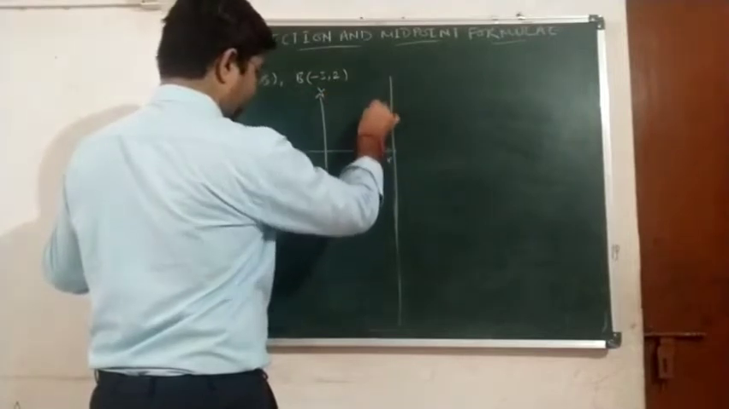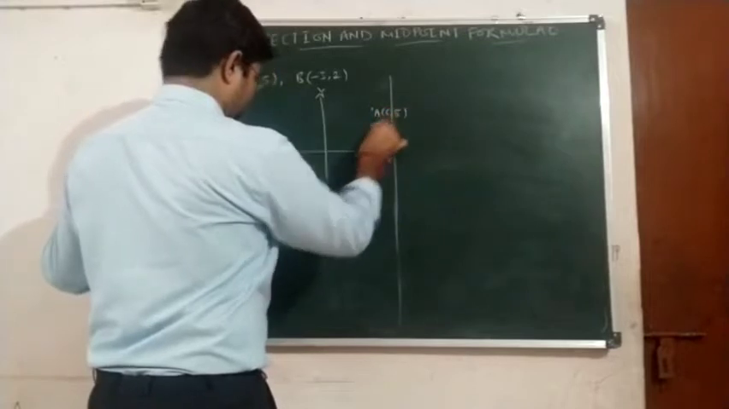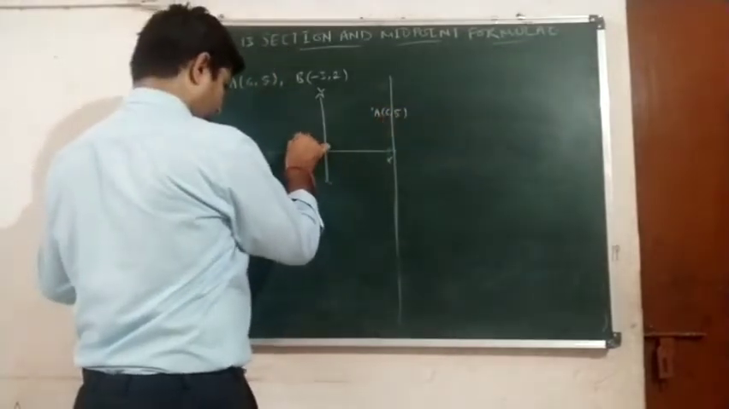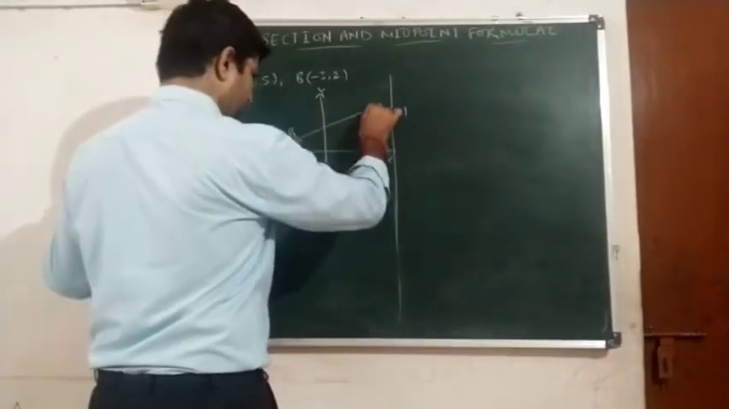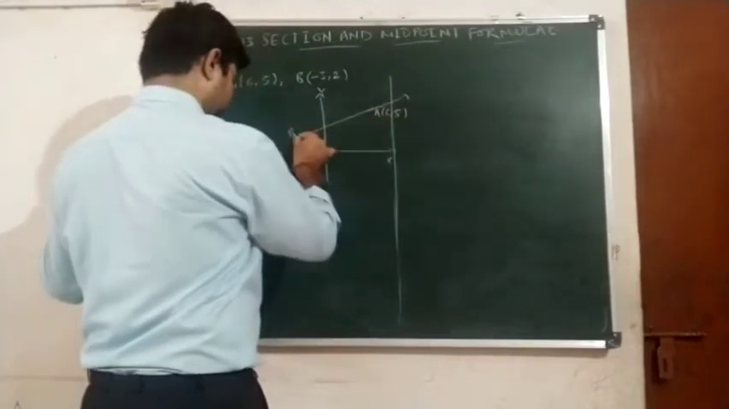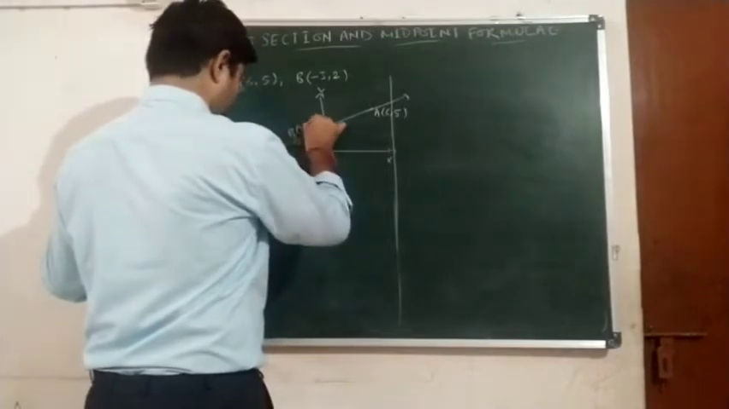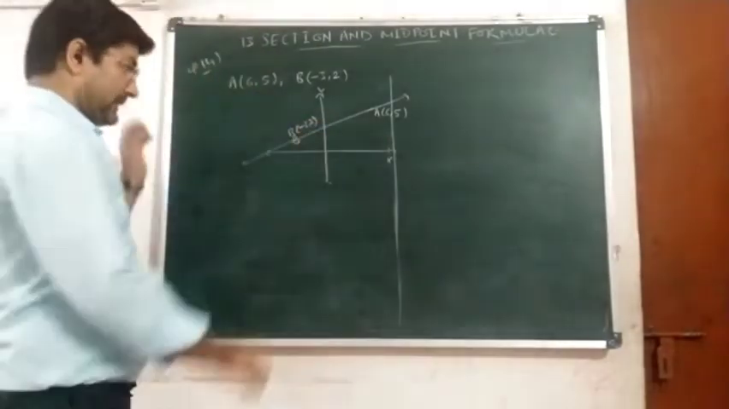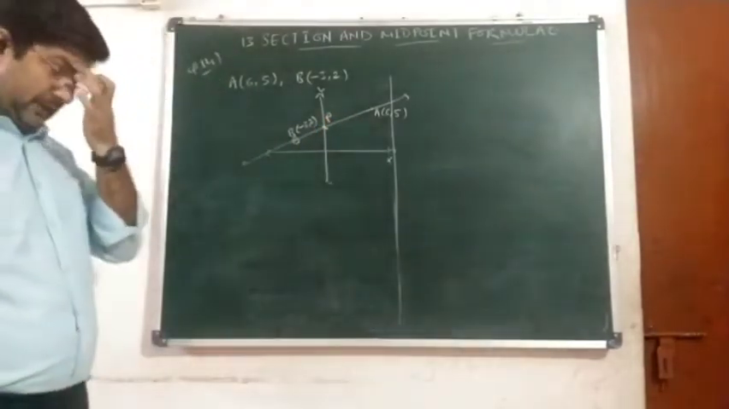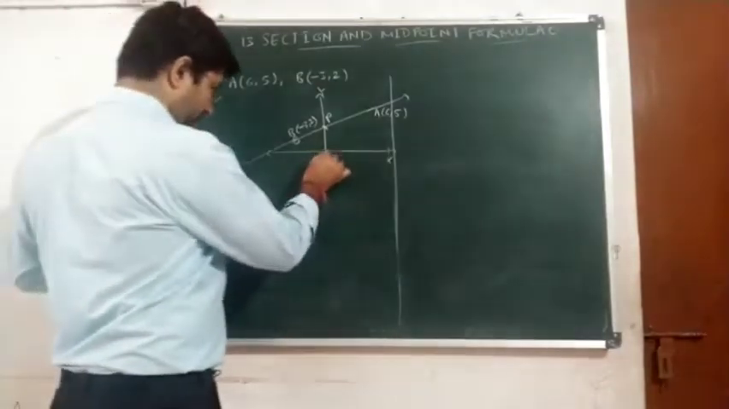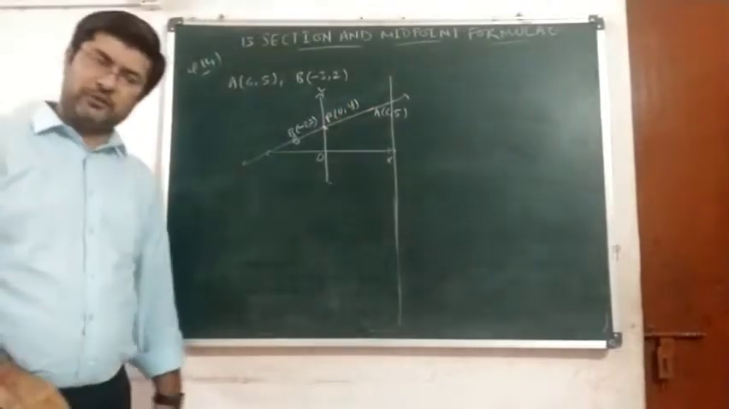Okay, we have (6, 5), point A, and B (-3, 2). Clear? This is (-3, 2). This is divided by the y-axis in some point. Say point P is the point of intersection of line segment AB and the y-axis. Obviously, the coordinates of point P will be (0, y) because point P lies on the y-axis.